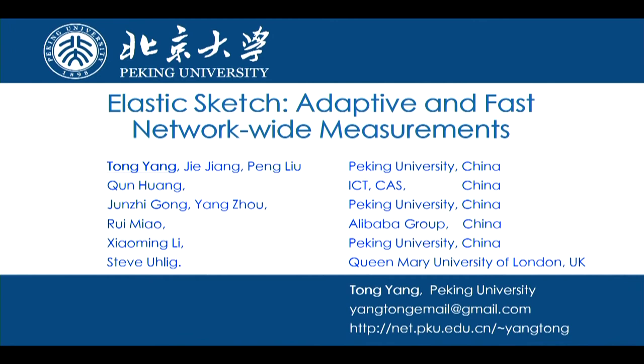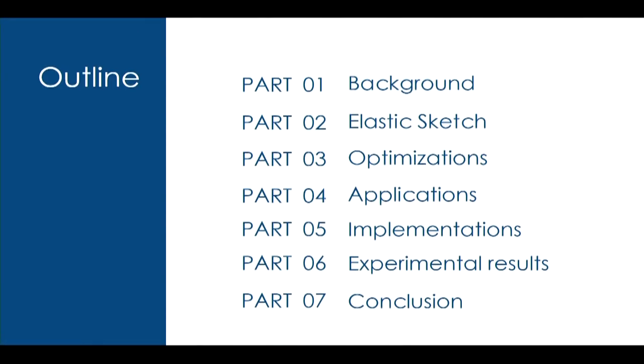Jiejiang, Peng Liu, Junzhi Gong, and Yang Zhou are my students. Qun Huang is from ICT, CAS. Biao Rui is from Alibaba. Xiaoming Li is from Peking University. Steve Uhlig is from Queen Mary. And this is the outline. First, we introduce the background.